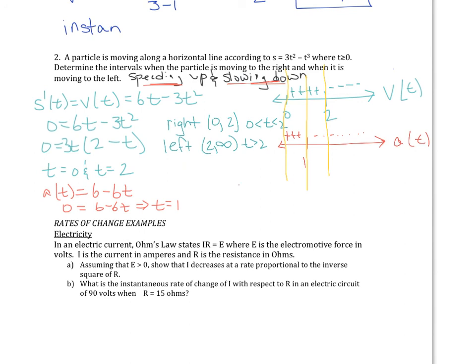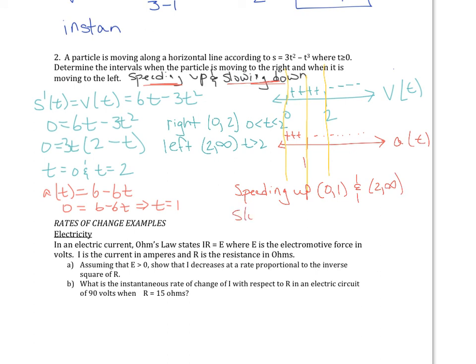So I am speeding up when the signs are the same. So speeding up, okay, let's take a look. Between 0 and 1, I've got a velocity that's positive and acceleration that's positive. And then greater than 2, I've got a velocity that's negative, acceleration that's negative. I'm looking for the same sign for speeding up. So that's between 0 and 1, and in this case, it'll be 2 to infinity.